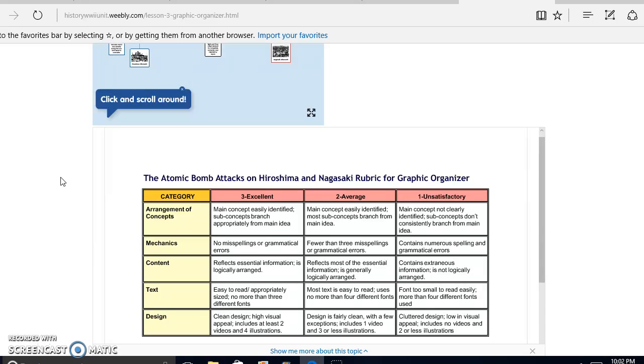Here at the bottom of the page is the rubric for grading the graphic organizer. Your graphic organizer is going to be based on 5 different categories. First, arrangement of concepts. Second, mechanics. Third, content. Fourth, text. And lastly, design. They will be rated from either 1 point for unsatisfactory, 2 for average, or 3 for excellent, leaving the possible top score of 15 points.